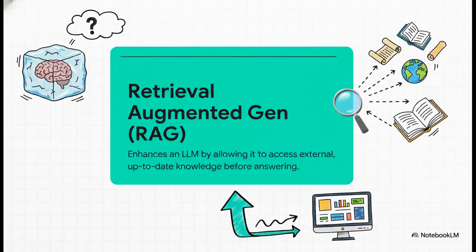But what about one of the biggest problems we all see, that an LLM's knowledge is basically frozen in time and limited to whatever it was trained on? Well, that's where a really powerful technique called retrieval augmented generation, or RAG, comes in. This is an absolute game changer for making LLMs more accurate and current.